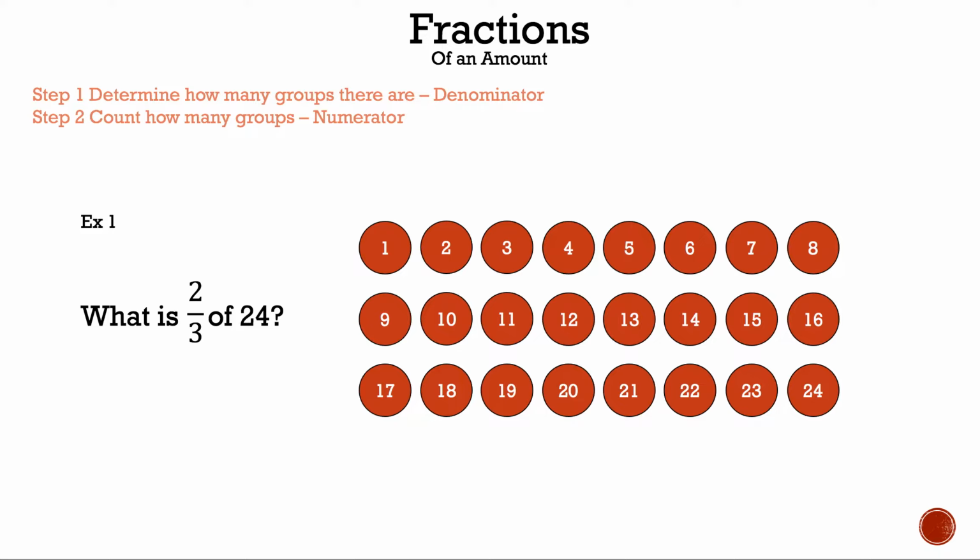So let's read the question. What is 2/3 of 24? Well, step 1 is how many groups there are by looking at the denominator. In this case, it is 3. So we need 3 groups. So that's been separated by color.